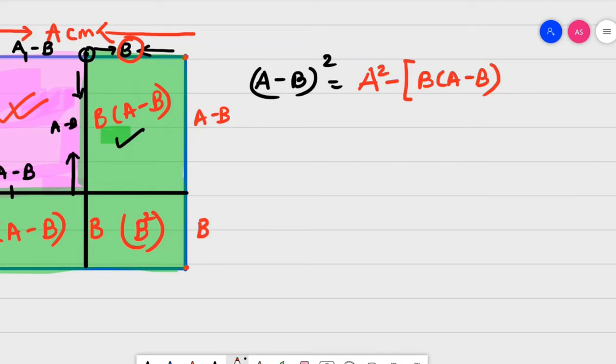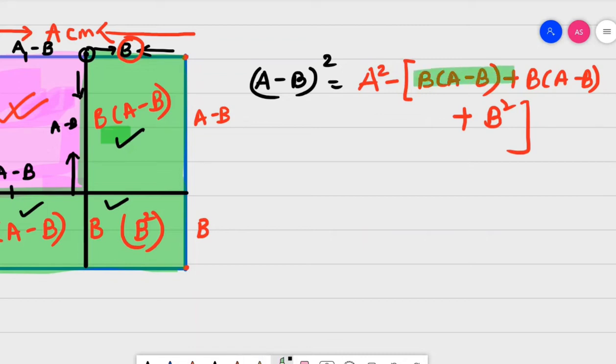Plus, now this one. If you have considered this part, now consider this part. This part and this part. So that will be plus b into a minus b. And then plus b square. So you have to subtract this much part from a square to get your a minus b whole square.